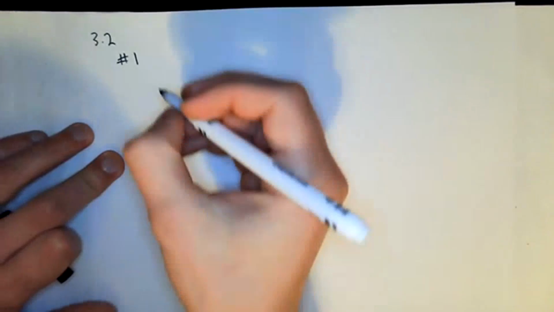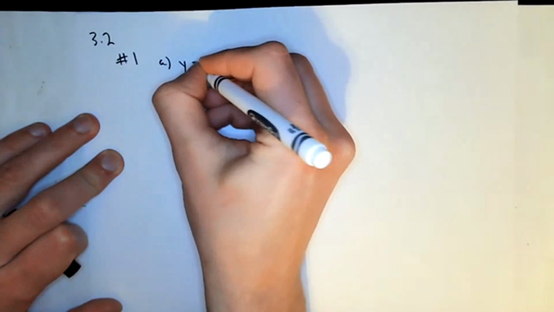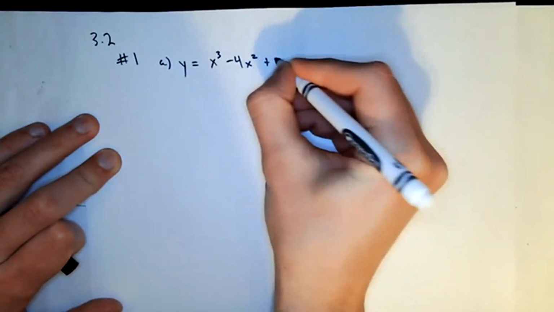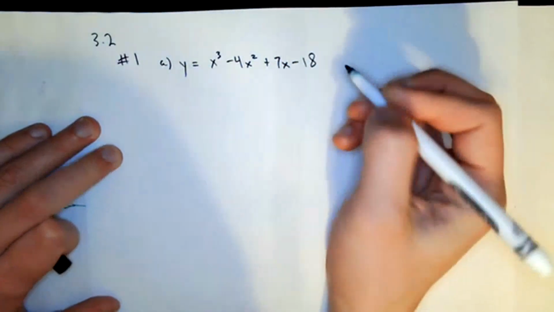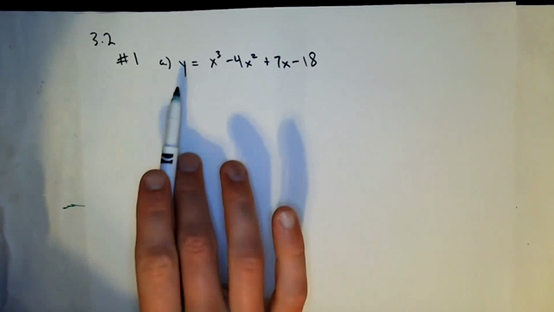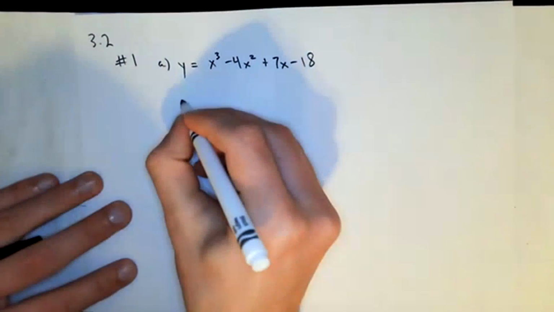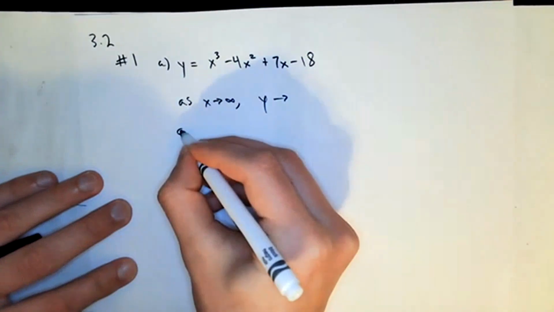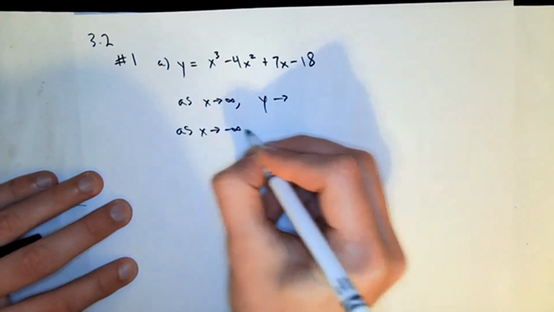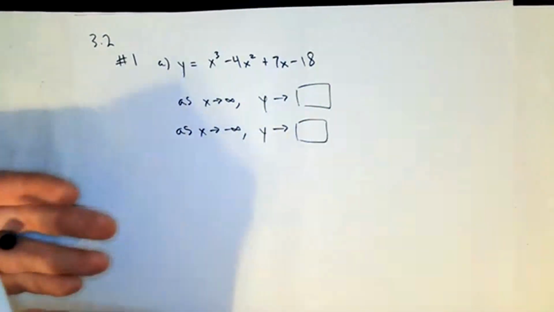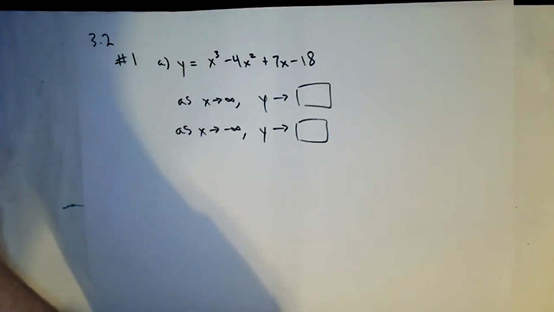All right. So some end behavior stuff for number 1. We've got part A, y is equal to x cubed. They're not writing it in function form for some reason, but that's okay. We don't really need that for this problem. Instead of f of x, they're using y. So as x tends to infinity, where is y tending? And as x tends to negative infinity, where is y tending? That's what we need to answer here. We need to know the shape of this graph.